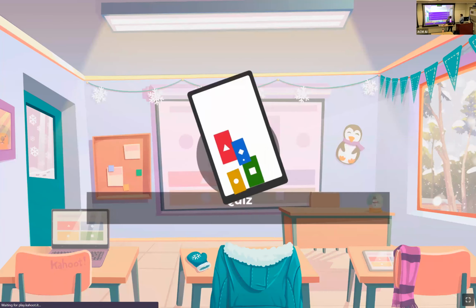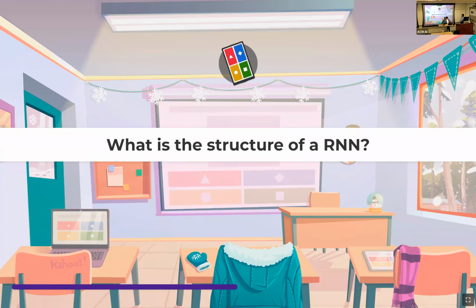T1 is back in the lead. We have, what is the structure of an RNN?